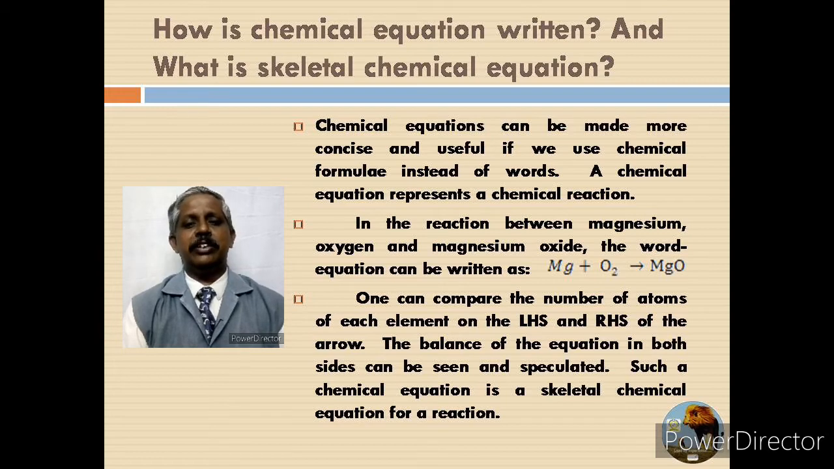In the reaction between magnesium, oxygen and magnesium oxide, the equation can be written as Mg plus O2 gives MgO. When we compare the number of atoms of each element on the left hand side and right hand side of the equation through an arrow, the balance of the equation on both sides can be seen and examined. Such a chemical equation is a skeletal chemical equation for a reaction.